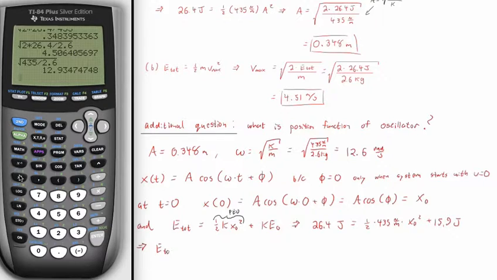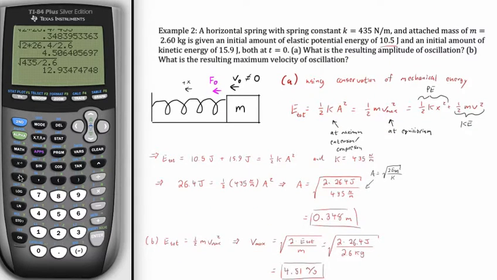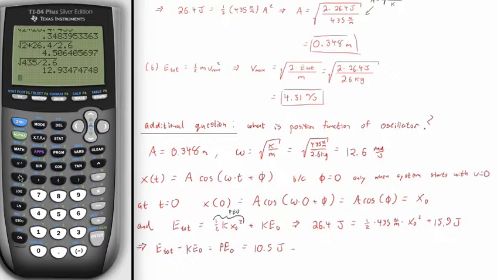I'll also show you what I'm doing here. So this is E total minus KE naught. KE naught, in fact, is simply equal to PE naught, the initial potential energy, which is just going to be 10.5 joules, which we could have simply gotten from the problem itself. And that's going to be equal to 1/2 k x naught squared. So then x naught is going to be the square root of 2 times PE naught divided by k.